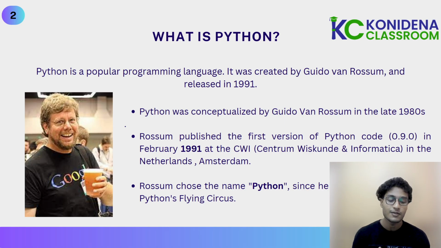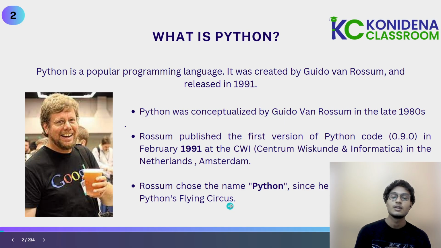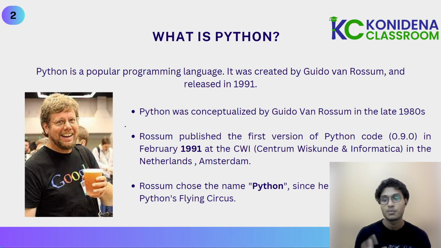It's actually inspired by his being a fan of Monty Python's Flying Circus. That's the name of the circus that he used to visit. He was a very big fan of that. Monty Python's Flying Circus, and from there he saw Python and just took it up. So that's how the name was invented.